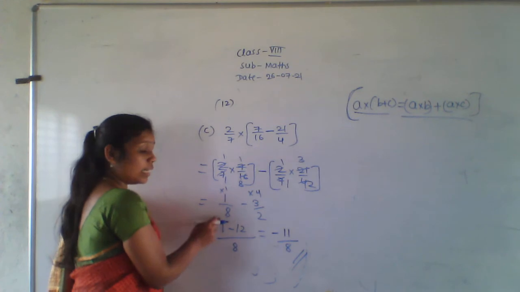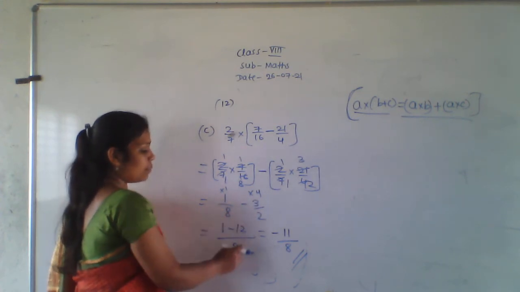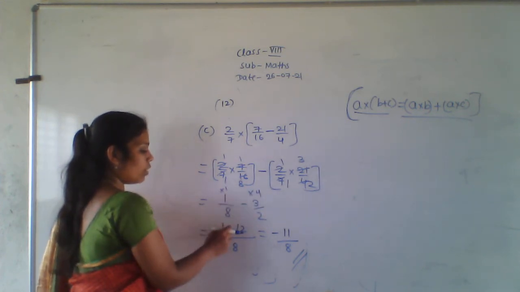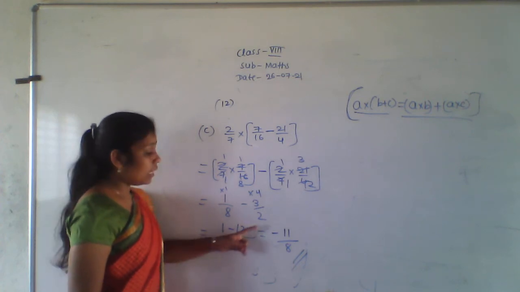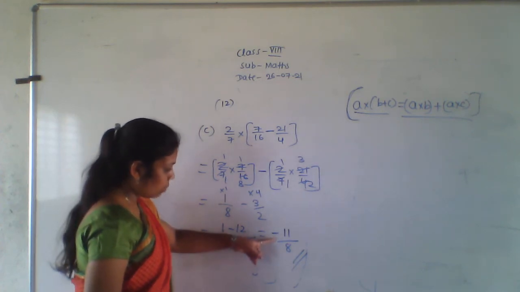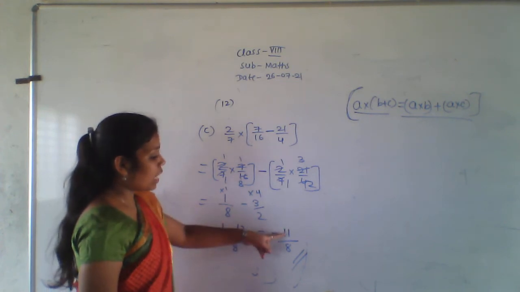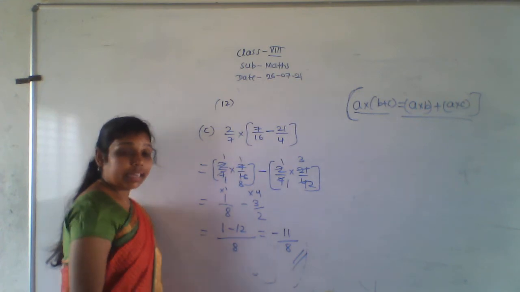Now we have to take the LCM to subtract these two values, right? So the LCM is here 8 ones are 8 and 2 fours are 8. So 1 ones are 1, minus 3 fours are 12. We need to subtract here and write the bigger number's sign. What is the bigger number's sign here? That is minus. So the answer is minus 11 by 8. Answer is minus 11 by 8.